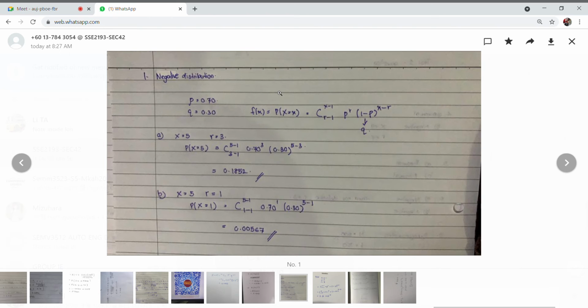Okay, number 2, for X is equal 1, we can get the answer is 0.00587. Okay, for this one, we can get 3. This one is 2. And 5 mark. Okay, this one okay. Number 1, number 2, number 2 still not finished. Okay, number 3. Okay, number 3 is not clear.